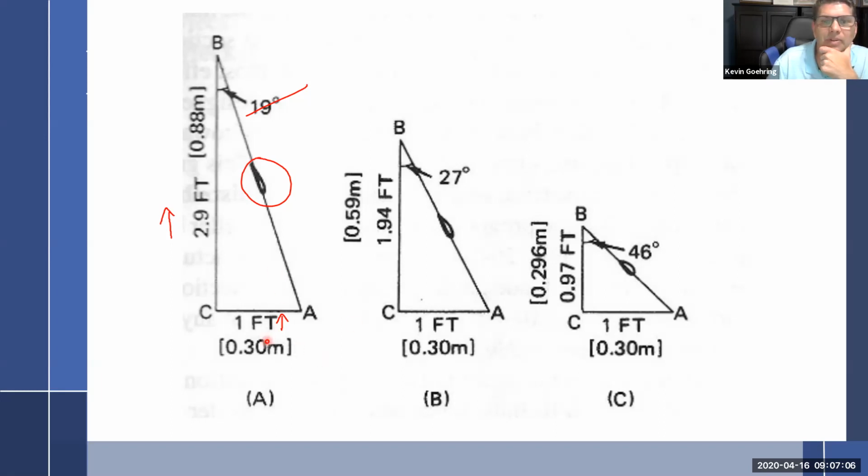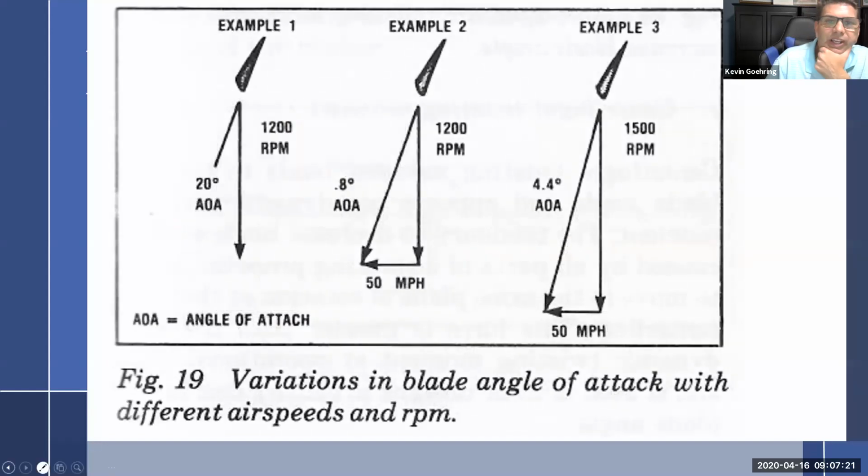Remember, this is the same propeller, 3 places on the propeller. That's why place number 1 has to have 19 degrees, place 2 is 27, and that one is 46. And I don't remember what this one was. Okay, so this is doing the same thing. It is just a different variation on the same principle, explaining it a little bit differently.